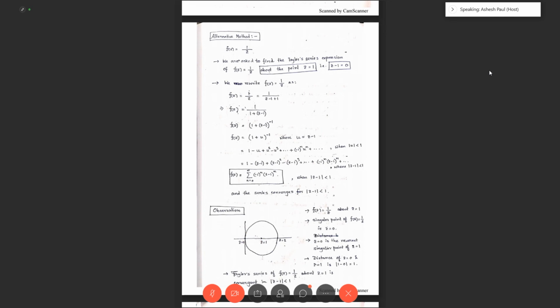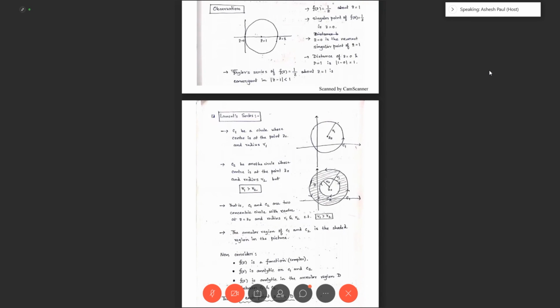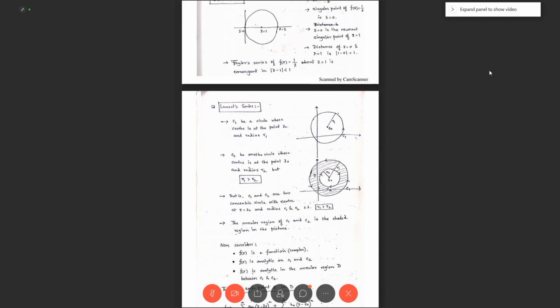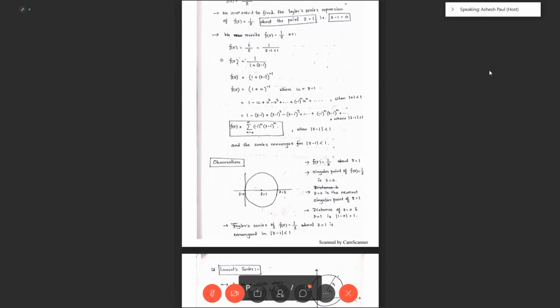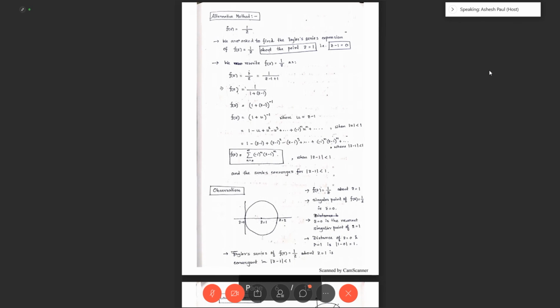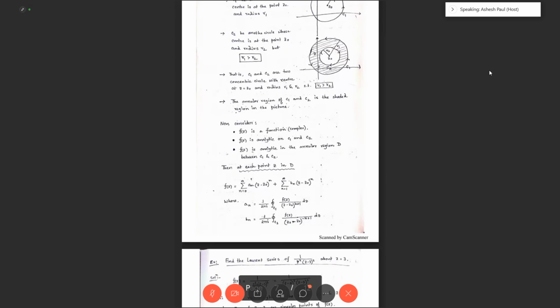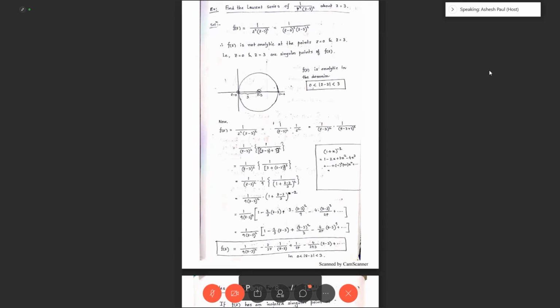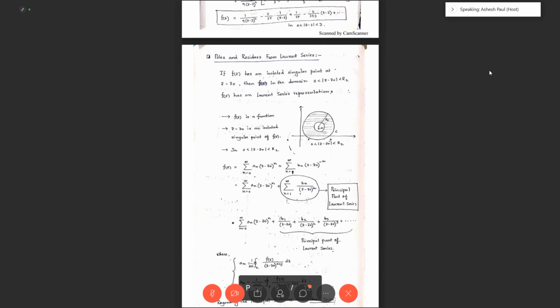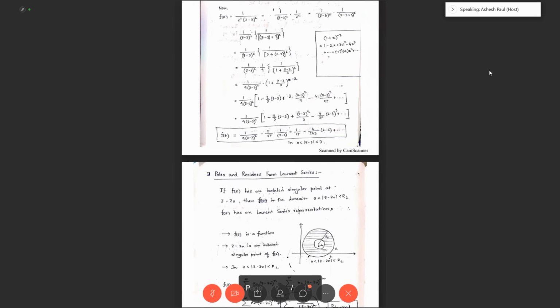Okay, so today, 1 hour has been completed, I think. So let's stop the class here for today. From the next day we will learn what is the Laurent series and find the Laurent series from a problem, and then we will learn about poles and residues, and how to find poles and residues from the Laurent series.